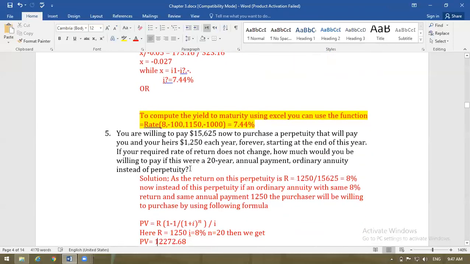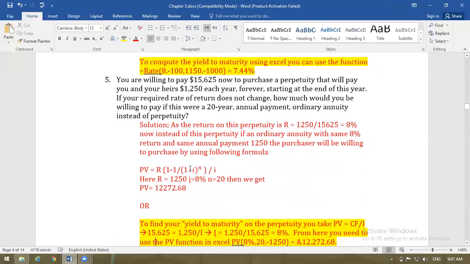Next, question number 5. You are willing to pay 15,625 to purchase a perpetuity that will pay you and your heirs 1250 each year forever. As we know, perpetuity means forever. Starting at the end of this year, if your required rate of return does not change, how much would you be willing to pay if this were a 20-year annual payment ordinary annuity instead of a perpetuity? So the question has two parts.